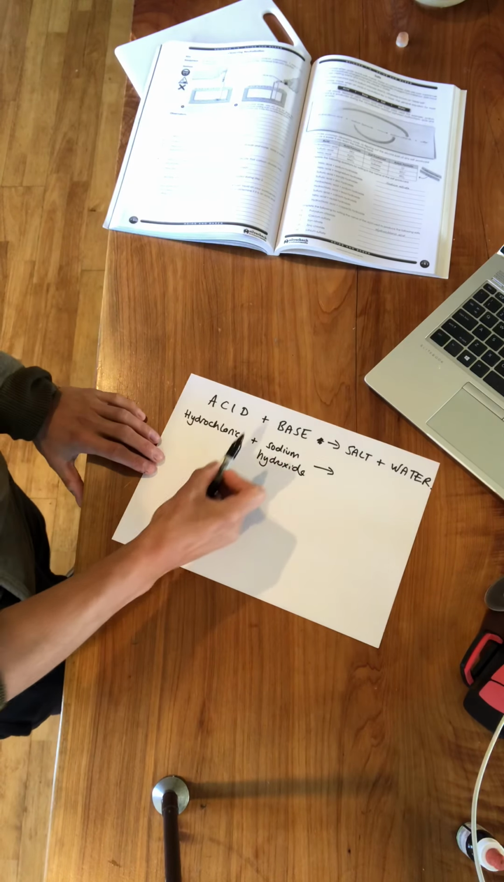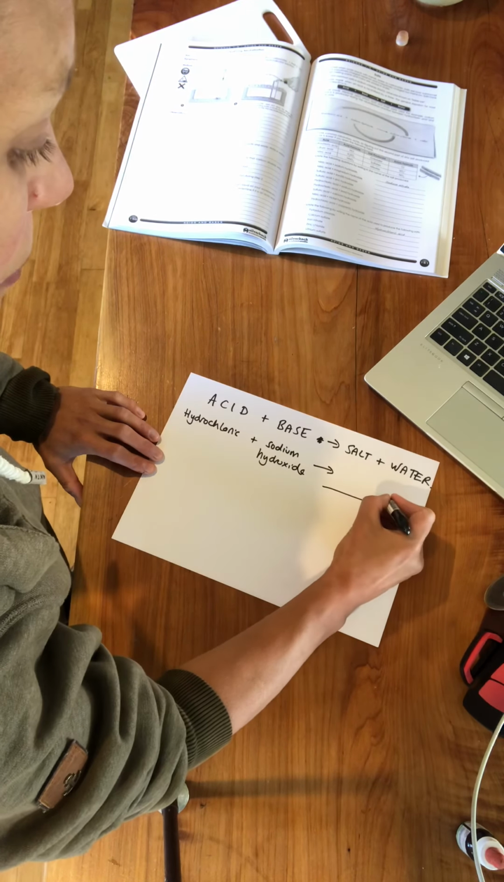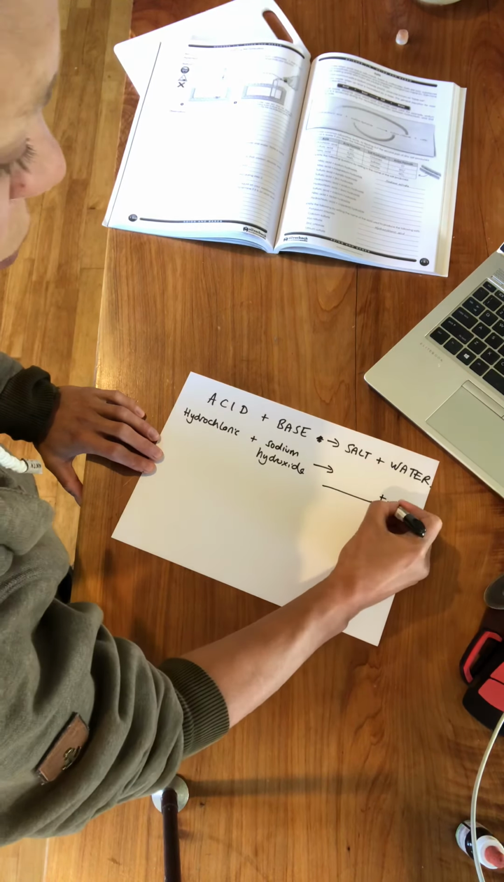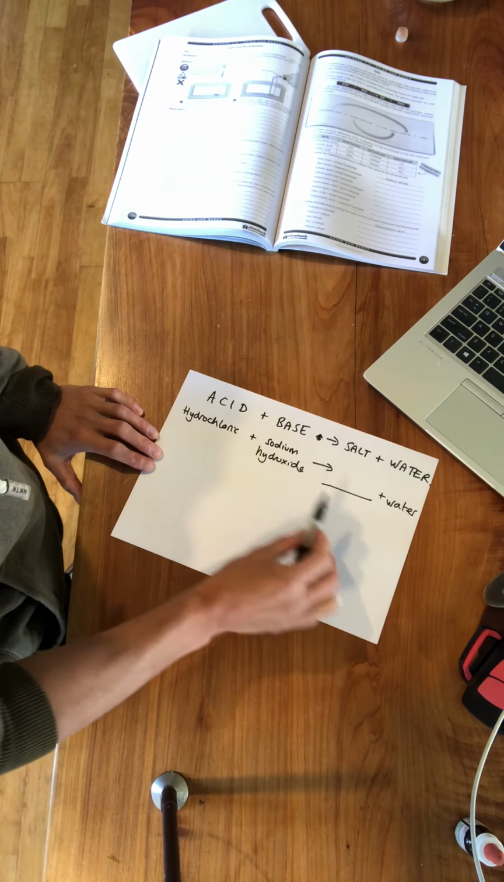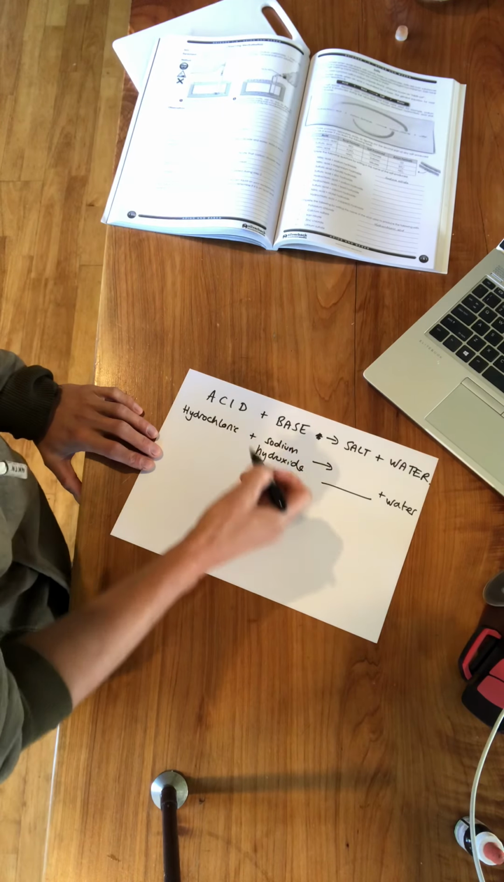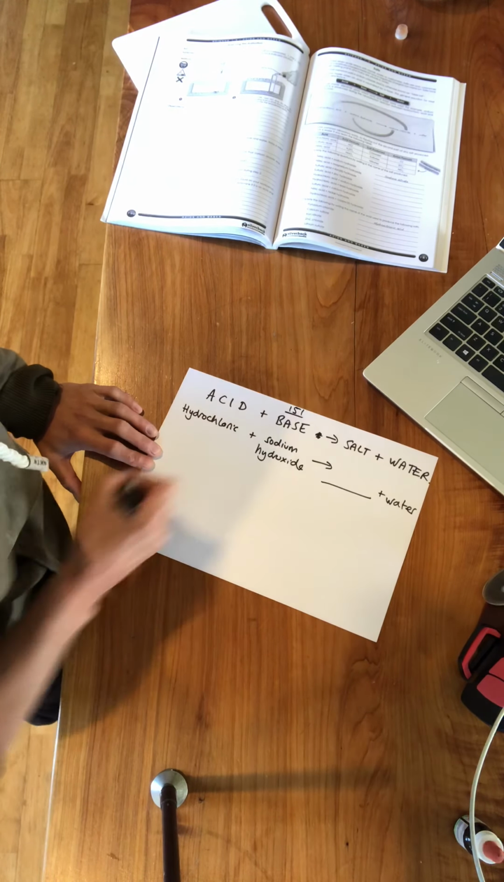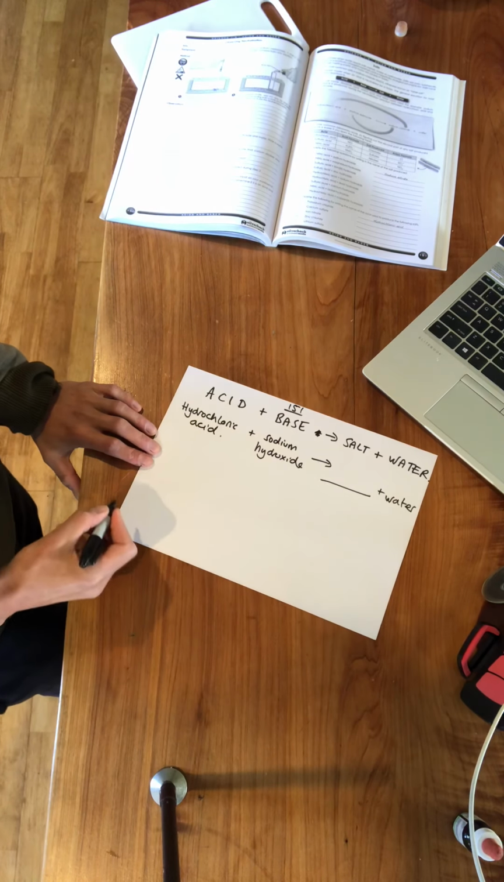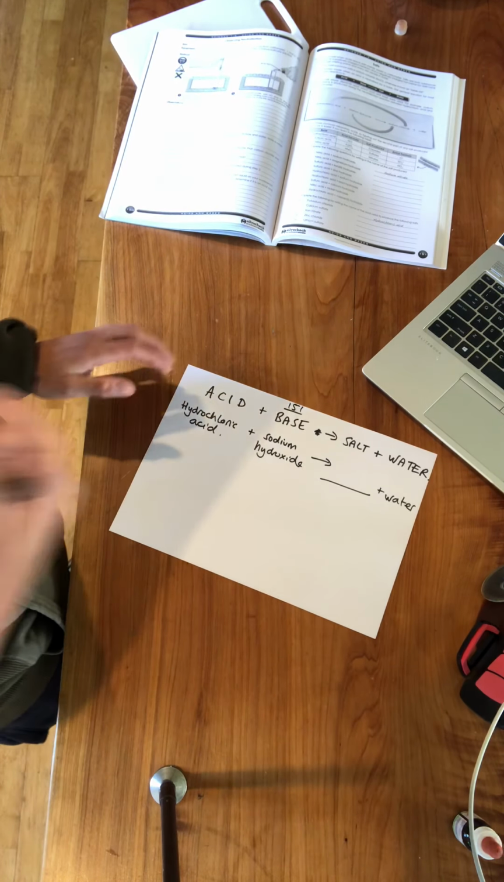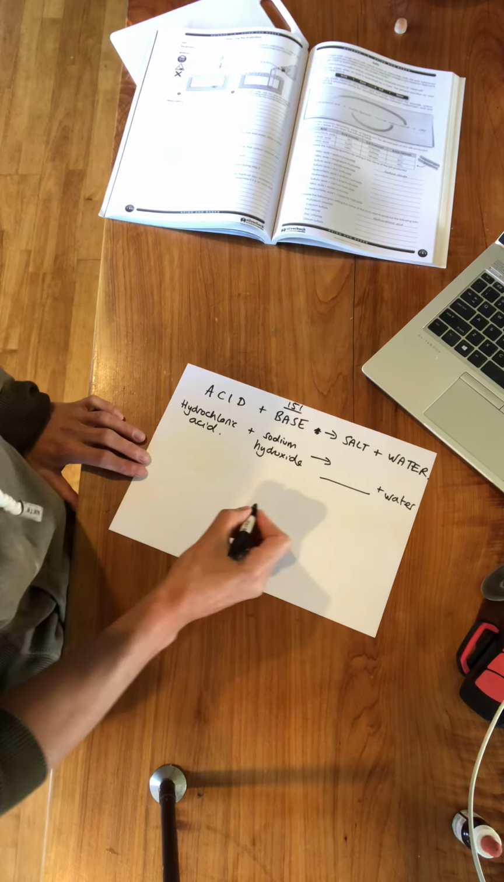Now you need to know, what's the name of our salt going to be? We know water's called water, so that bit's easy. We're going to have to figure out, how do we name salts? This is on page 151 in your books, by the way. Okay, so hydrochloric acid plus sodium hydroxide makes what and water? Well, in order to answer that, we need to know some rules, okay?